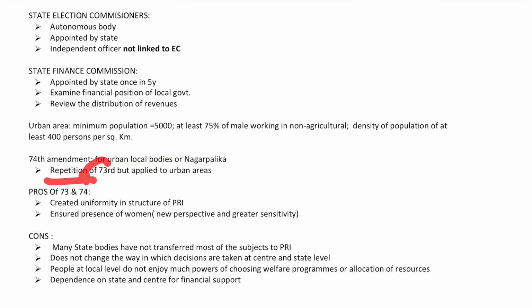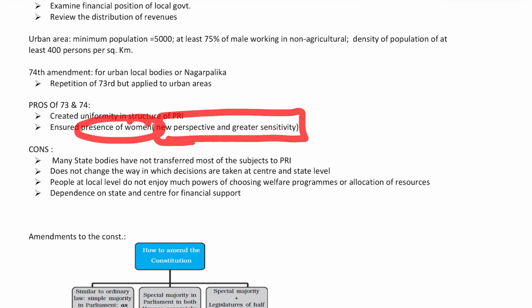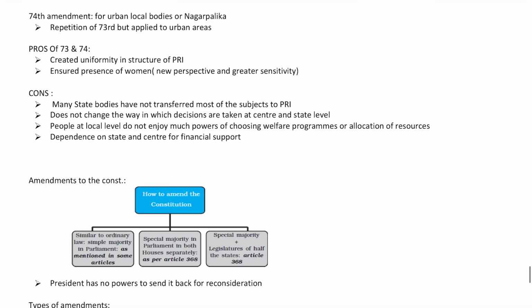It is a repetition of the 73rd Amendment Act but applies to the urban areas. So the pros of the 73rd and 74th Amendment Acts: they created uniformity in the structure of the panchayati institutions as well as the urban local bodies. They ensured the presence of women. A new perspective and greater sensitivity was provided.